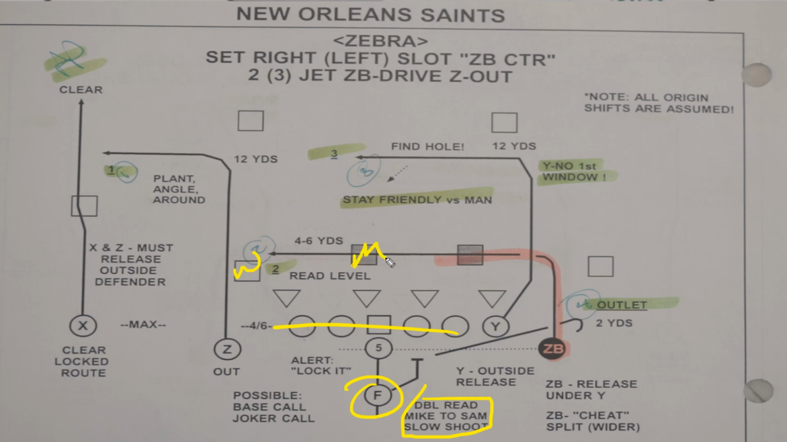So they're going to go from the Mike to the Sam. So 1 to 2 for the back. If neither of them come, they're going to be out into the slow shoot right here. So you see these possible calls. These are offensive line adjustment calls.